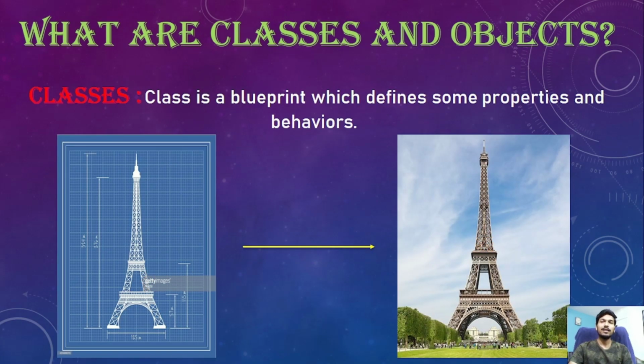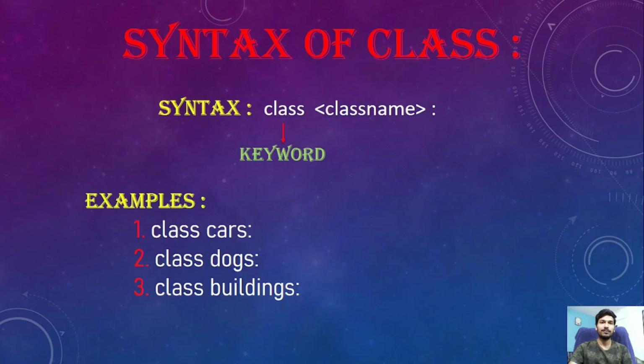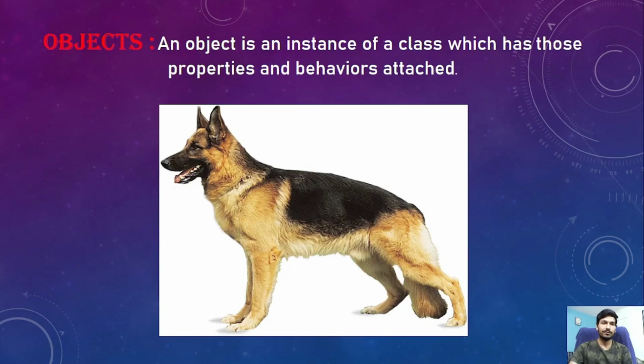Classes. A class is a blueprint which defines some properties and behaviors. Syntax of class: class followed by the class name and a colon, where class is a keyword and the class name can be anything according to the user. For example, here the class keyword is common, but the changing word is the class name. So you can define any class name for the class.